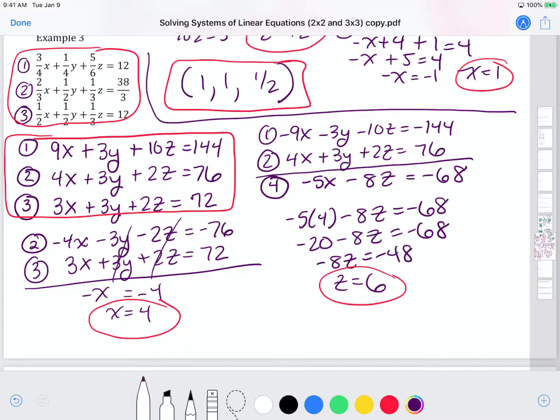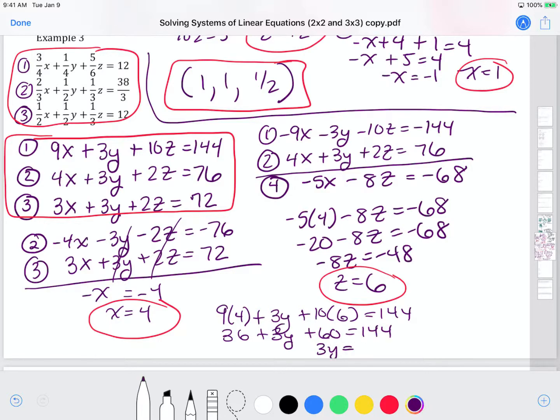So I'll plug it into equation 1. So I'm going to have 9 times x, which is 9 times 4, plus 3 times y, plus 10 times z is equal to 144. So this is going to give me a 36 plus 3y plus 60 is equal to 144. I'm going to subtract 60 from both sides. And I'm going to subtract 36 from both sides. And that's going to give me 3y is equal to 48. And when I divide both sides by 3, that's going to give me that y is 16.